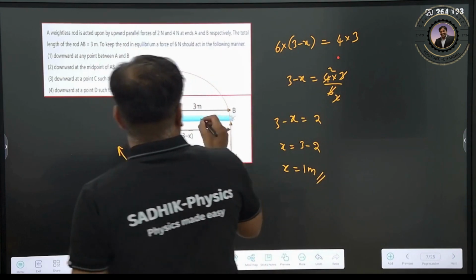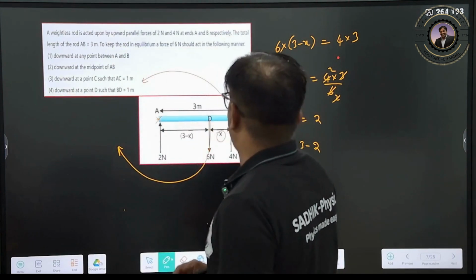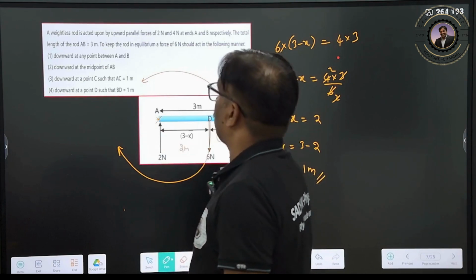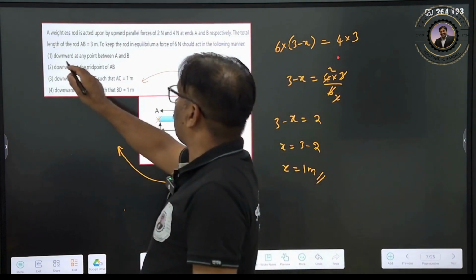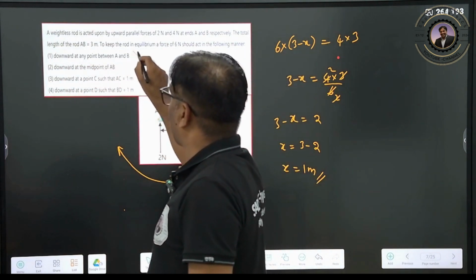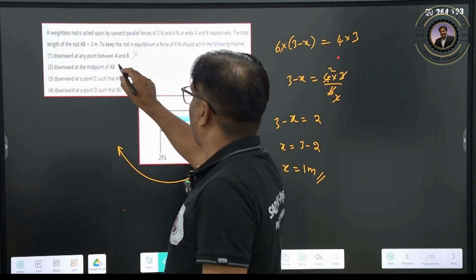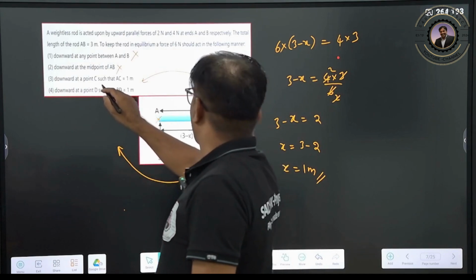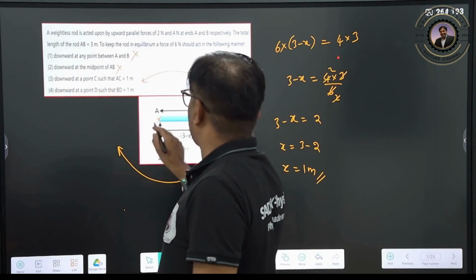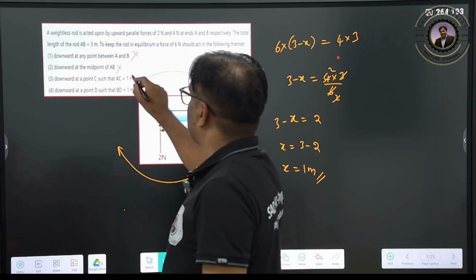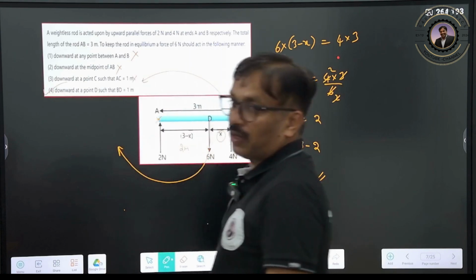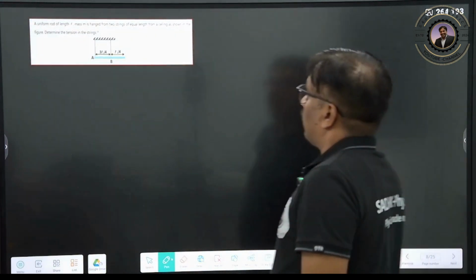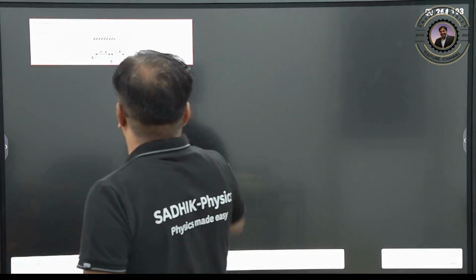Therefore from the B end, it should be equal to 1 meter and here it should be equal to 2 meter. So downward at any point between A and B, wrong answer. Downward at midpoint is not possible because it is 1.5. Downward at point C, so that AC is nothing but 2 meter, this is also wrong. So downward at B, D option will be your correct answer. Clear? Now we will see one more question here, no?